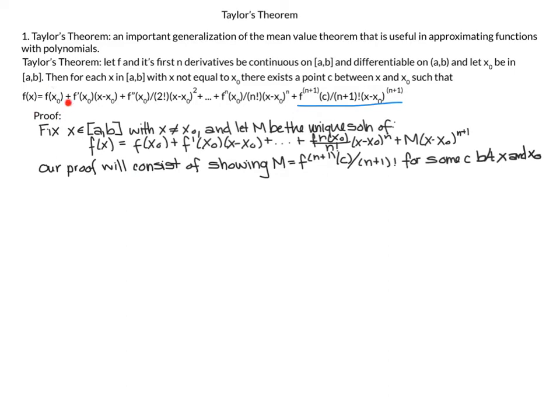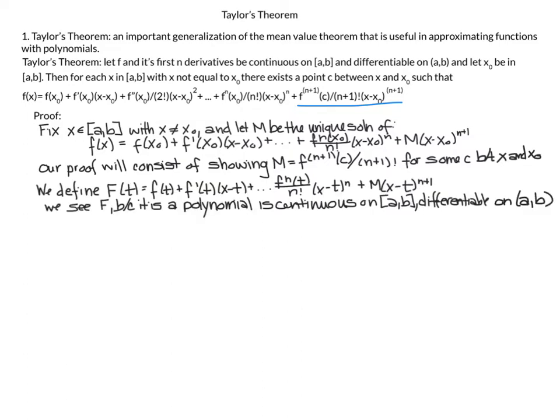And now we're going to look at the proof of Taylor's theorem. We're going to fix x in our interval, and x is not equal to x naught, and we're going to let m be the unique solution of, and here we write Taylor's formula, f of x is equal to f of x naught, f prime of x naught up to the nth term, plus whatever error there is, or whatever the difference is between this Taylor's formula and f of x. And our proof is going to consist of showing that this error here is equal to this term here in our Taylor series. And recall c here is some number between x and x naught.